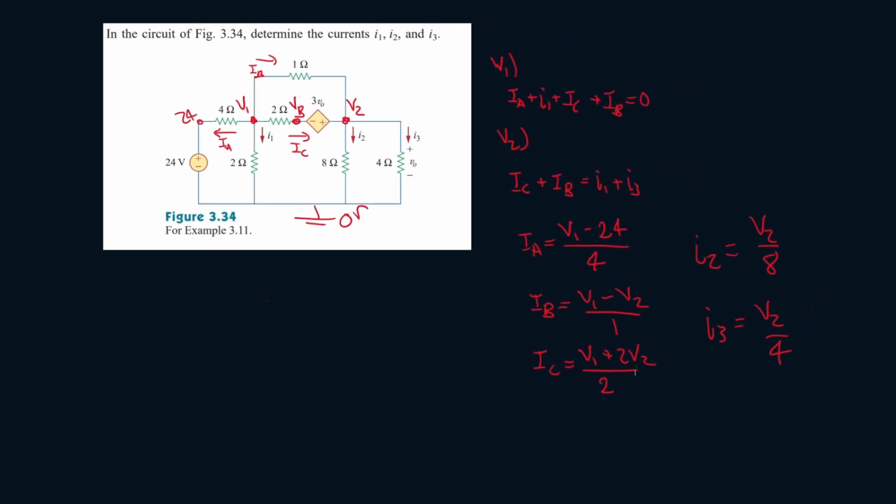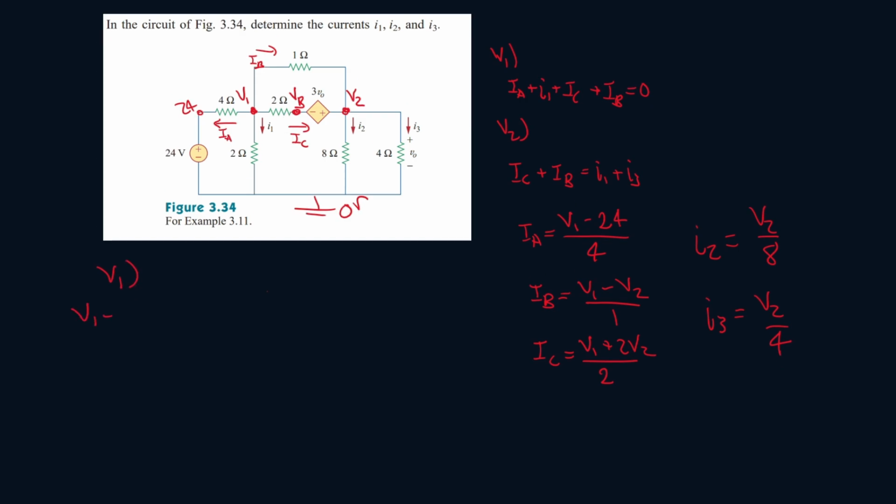So let's write the new equation for V1. So IA, that's V1 minus 24 over 4 plus I1, which, did we write the one for I1? No, we didn't. So I1, that's V1 minus 0 over 2. So it's plus V1 over 2 plus IC, which is V1 plus 2 V2 over 2 plus IB, which is V1 minus V2, and this is equal to 0.